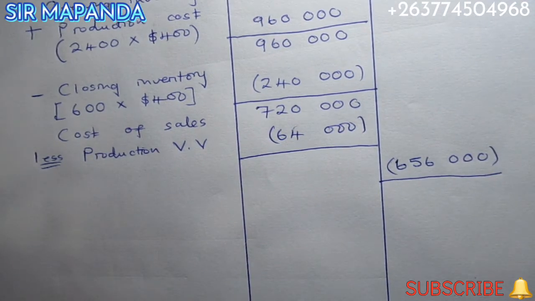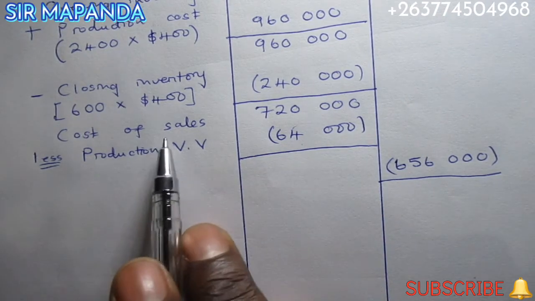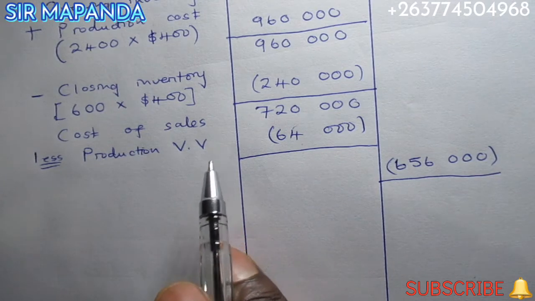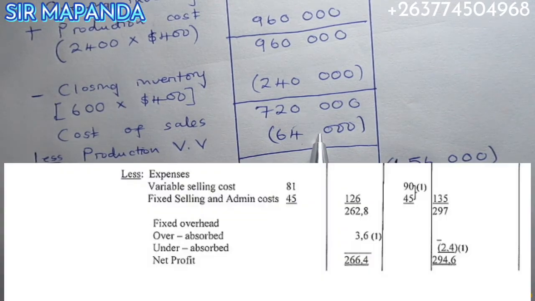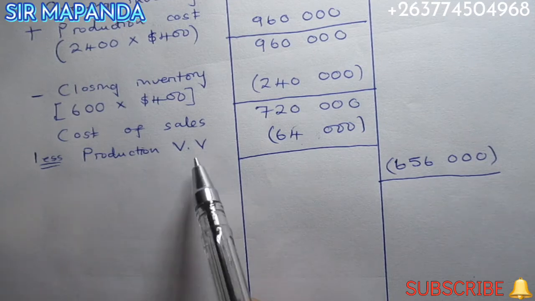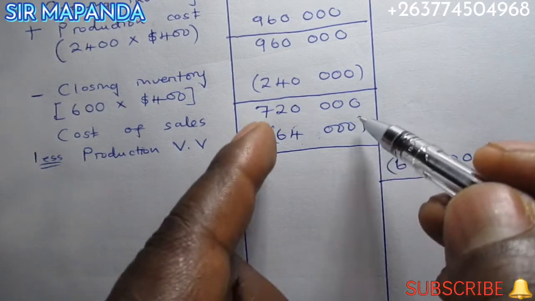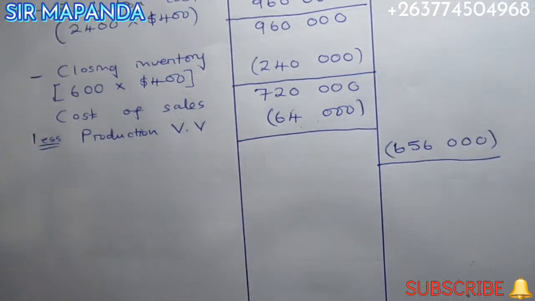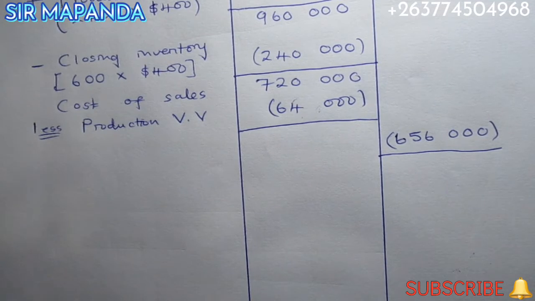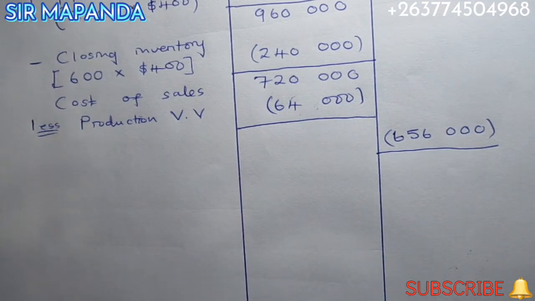Right. So if you don't want to record 64,000 by adjusting it to the cost of sales, you have another option of recording this 64,000 under the heading expenses. But you have to choose one method. You don't apply both methods simultaneously. I hope you are following. I normally prefer to adjust the production volume variance on the cost of sales figure. If it is favorable, you deduct to reduce the cost. But if it is unfavorable, you then need to add to increase the cost. I hope you are following.